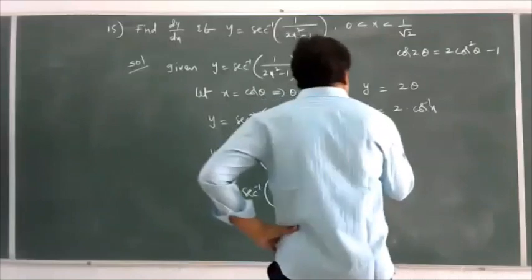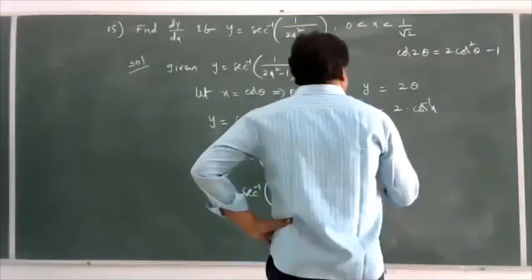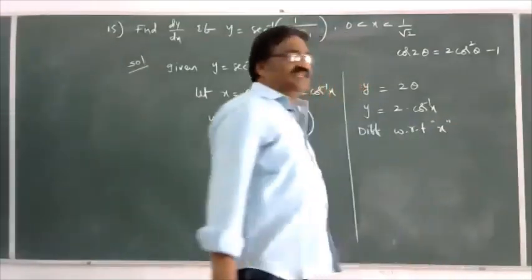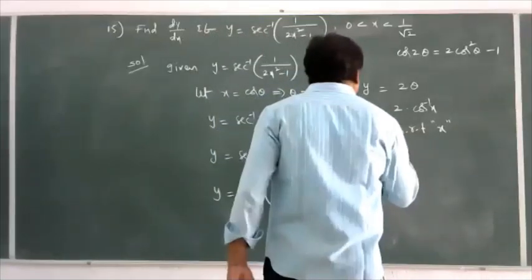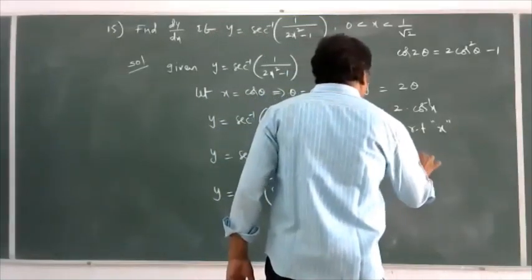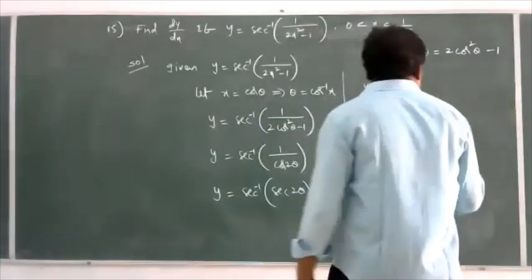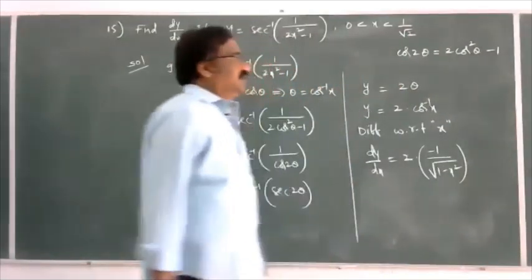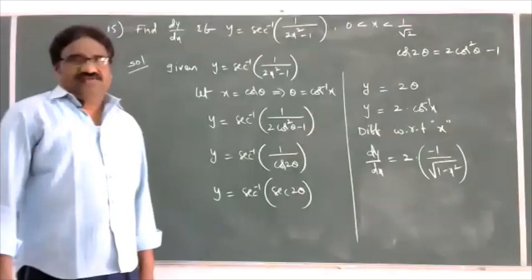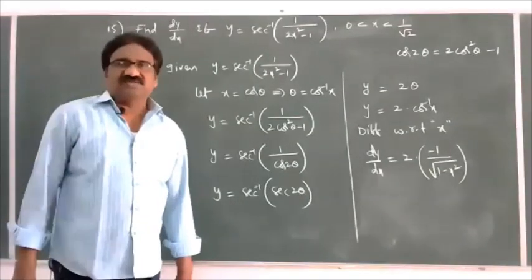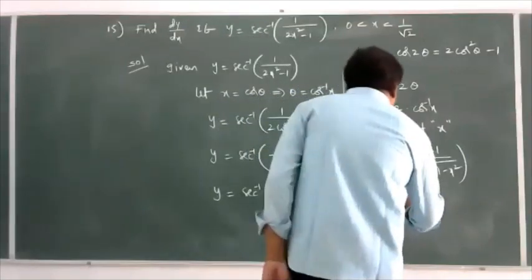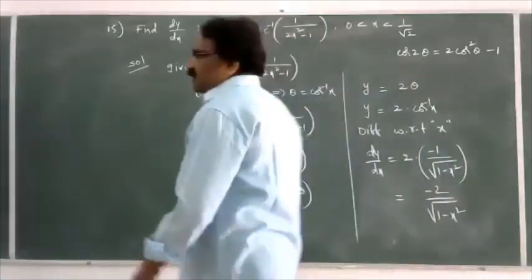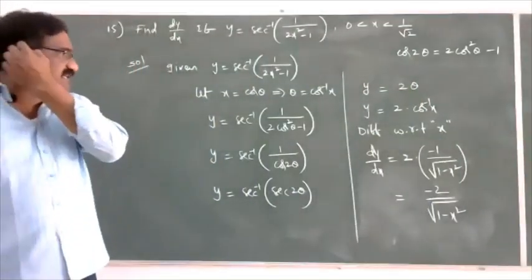Then differentiating both sides with respect to x, dy by dx is equal to 2, a constant, into the derivative of cos inverse x, which is minus 1 by root of 1 minus x square. We proved yesterday that the differentiation of cos inverse x is minus 1 by root of 1 minus x square. Then the answer is minus 2 by root of 1 minus x square.